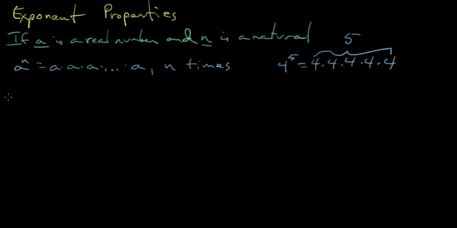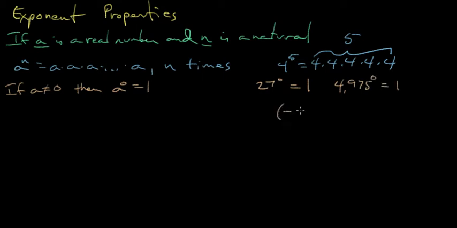The next one, if A does not equal 0, in other words, this won't work with a base of 0, then A to the 0 power equals 1. Okay? This means 27 to the 0 power equals 1. 4,975 to the 0 power equals 1. Negative 296 to the 0 power equals 1. And of course, x to the 0 power equals 1.